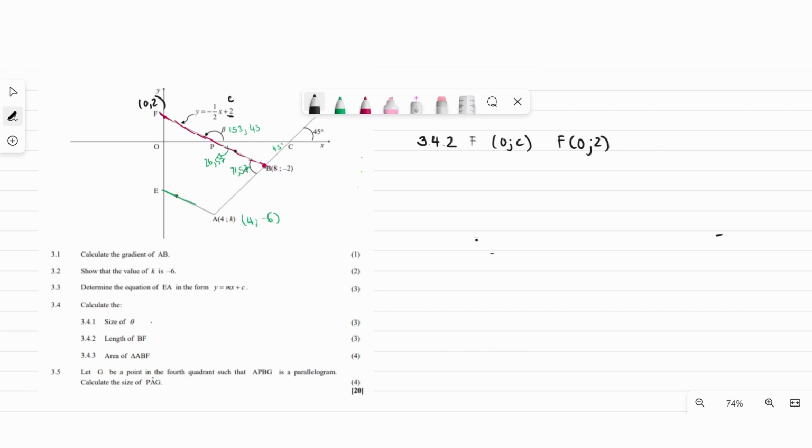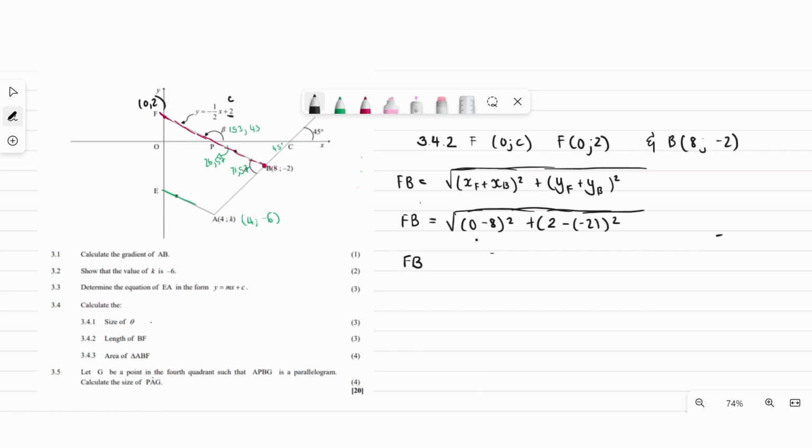So now we need to find the length. We need to use the formula for length, which is FB equals the square root. This is the distance formula for finding the length. So now let's substitute the values: the x coordinate for F and the x coordinate for B, the y coordinate for F and the y coordinate for B. So therefore FB is going to equal 4 root 5 when you punch this into the calculator. So we're done answering this.